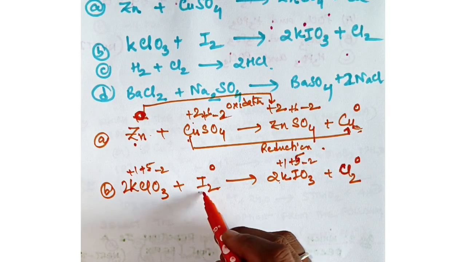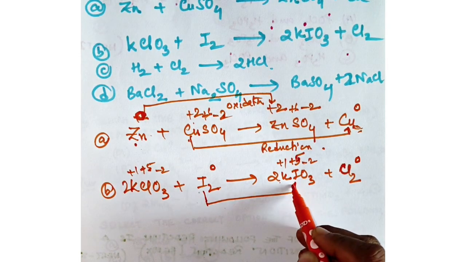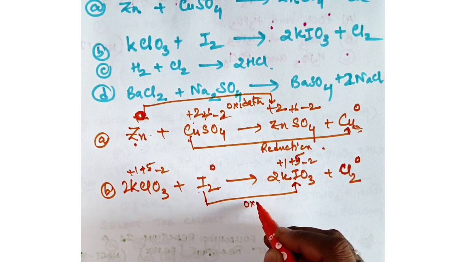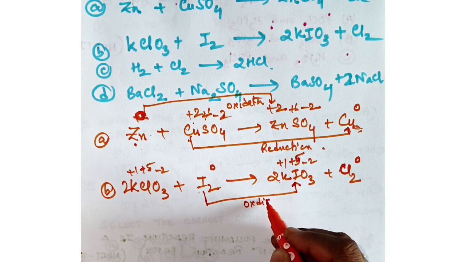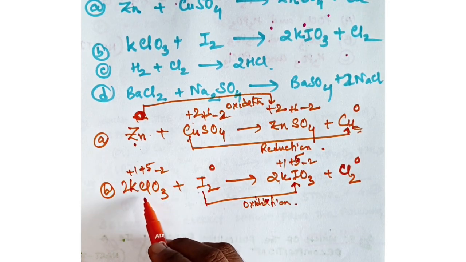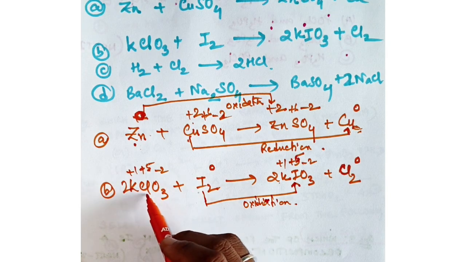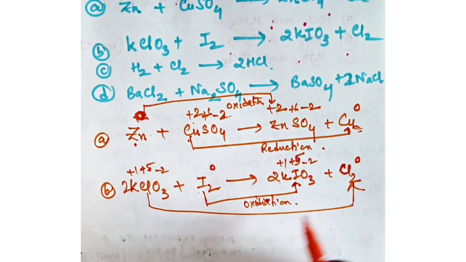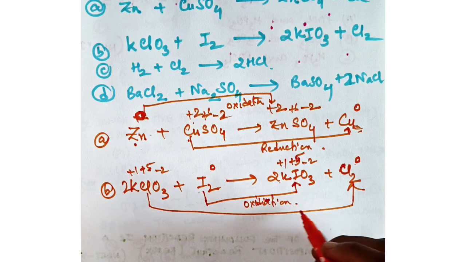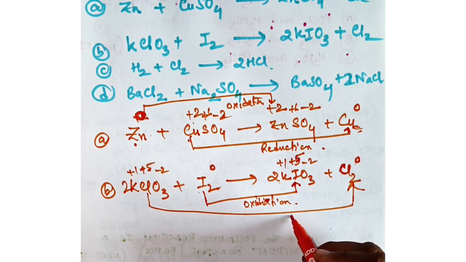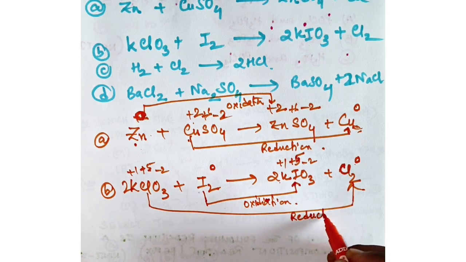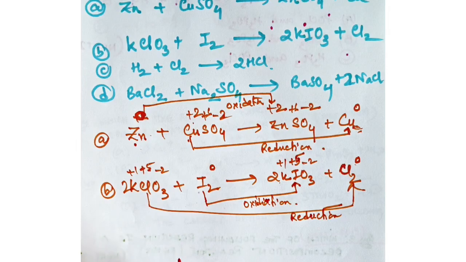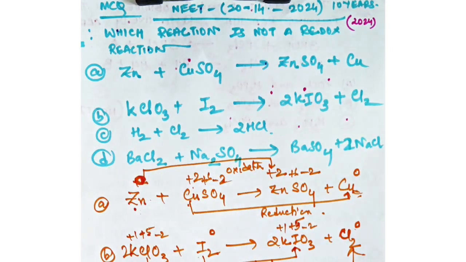Here also, see, iodine goes from 0 to +5, so it is oxidation, loss of electrons. And here, chlorine goes from +5 to 0, so reduction takes place as it takes up electrons. So the oxidation number is changing, hence this is also a redox reaction, so this is also not the answer, because we have to find which is not a redox reaction.